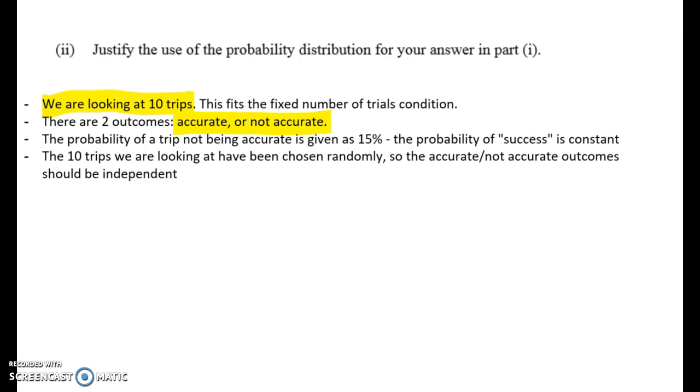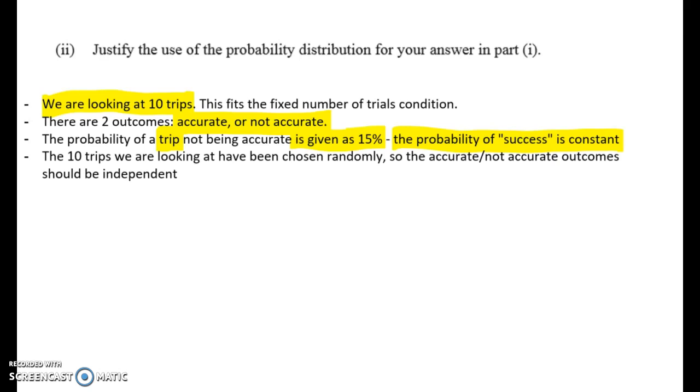But I would keep on going because we've got 4 conditions for a binomial and they're super easy to write up here. So the probability of a trip not being accurate is given to us as 15%. So the probability of success is constant, right? Again, you've got to link it in to the fact that we're looking at GPSs and car trips.